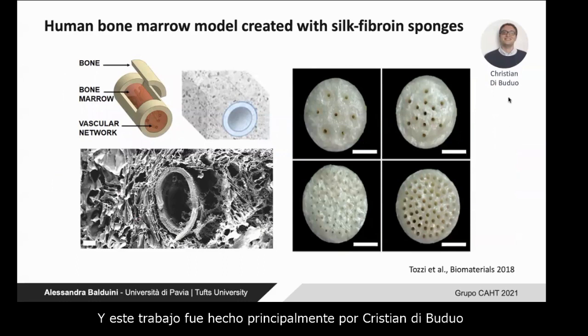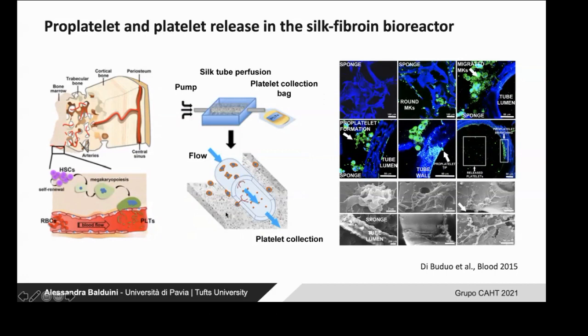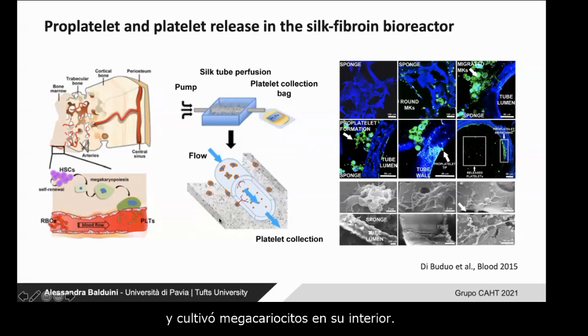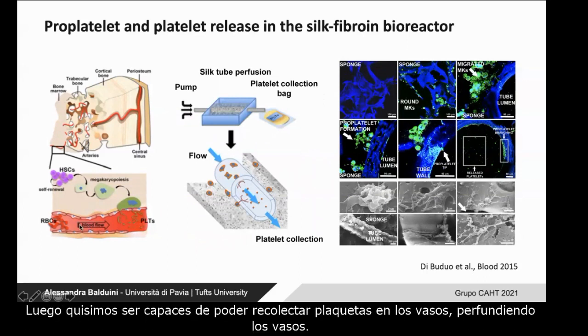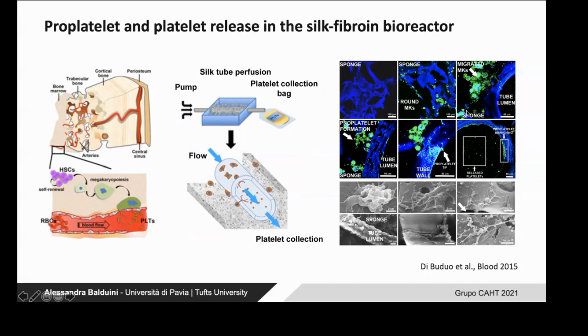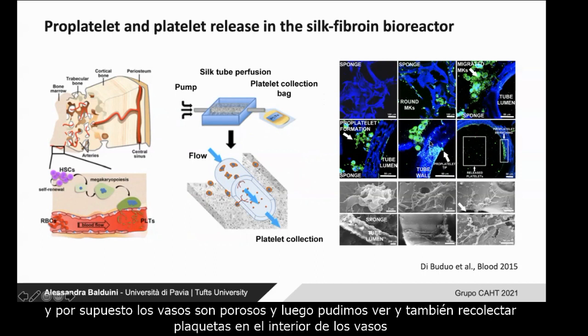This work has been done mainly by Christian Di Buduo, and I will show you many data produced by Christian. What Christian did is that he took the structure of the sponge and the vessels that were functionalized with different matrices, as I told you before, and he cultured megakaryocytes inside, and the goal was to see megakaryocytes migrating towards the vessels, extending proplatelets, as you can see here in this cartoon, and then we wanted to be able to collect platelets in the vessels, perfusing the vessels. As you can see here, megakaryocytes did migrate towards the vessels. They crossed the vessel wall, functionalized with different matrices, and of course the vessels are porous. And then we were able to visualize and also collect platelets inside the vessels.